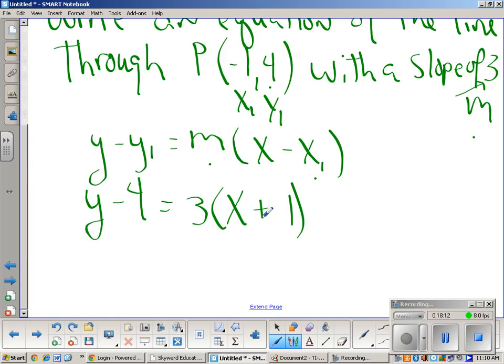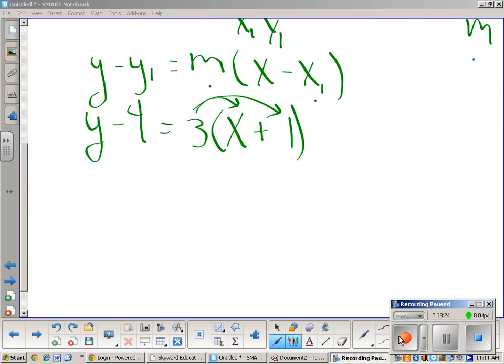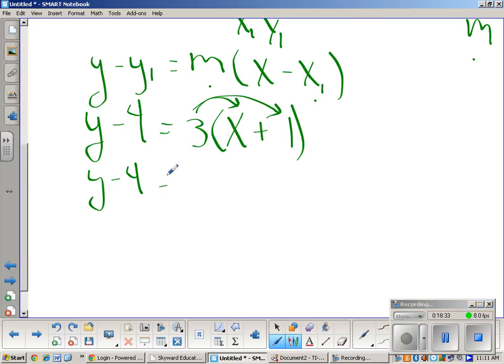If they ask us to transform it into slope intercept form, I'm going to take this and I'm going to distribute. To get this into slope intercept form, I need to get the y by itself. So I'm going to distribute that 3 through. So I'm going to have y minus 4 equals 3x plus 3. I distributed the 3 through as 3 times the quantity of x plus 1.